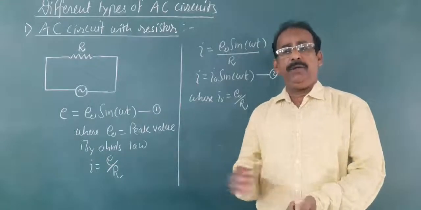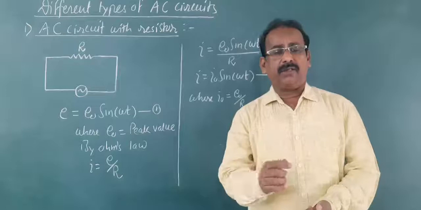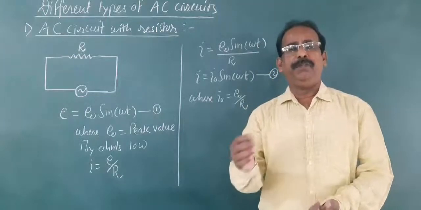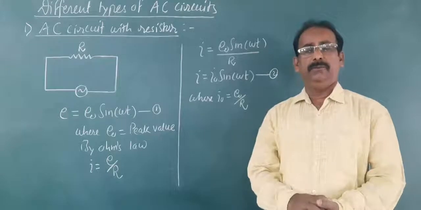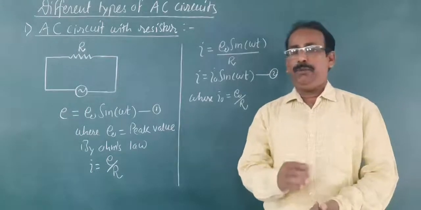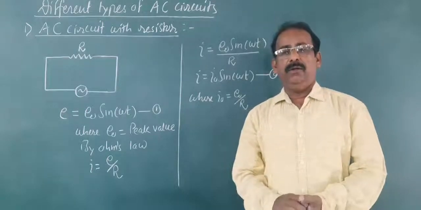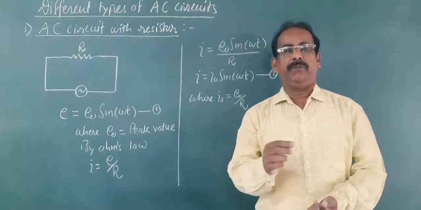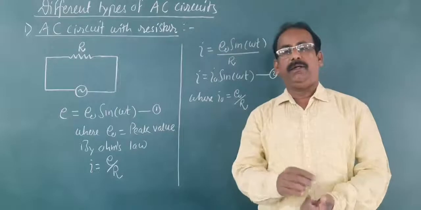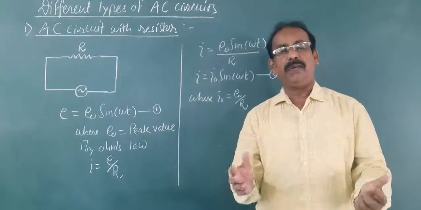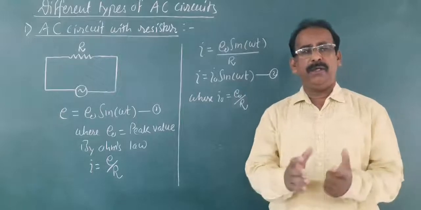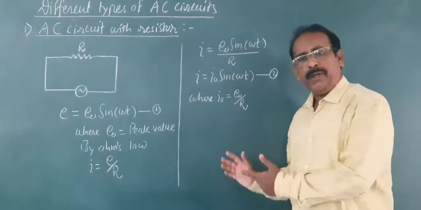We say that in pure resistor circuit, applied alternating EMF and the current that we get, which is alternating current, both are in same phase. What is the meaning of this? I will explain graphically.